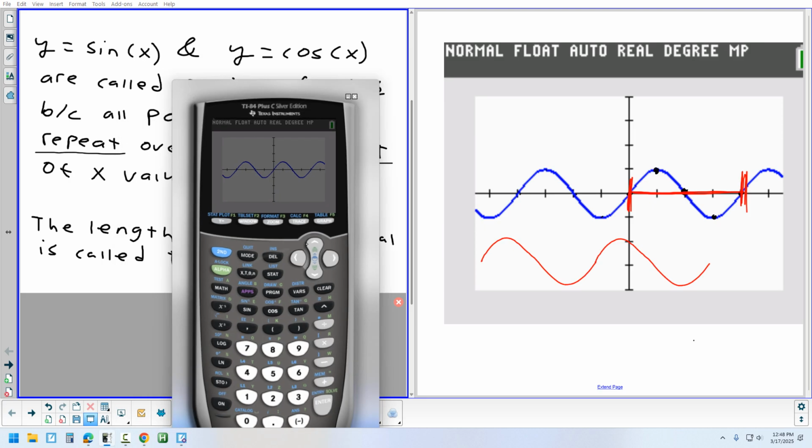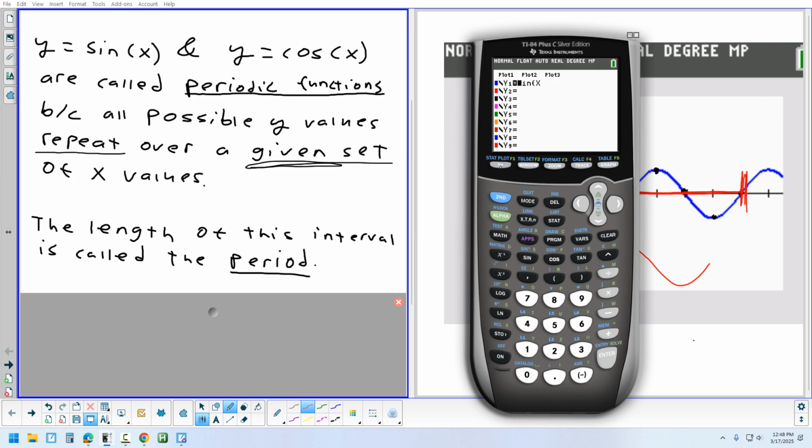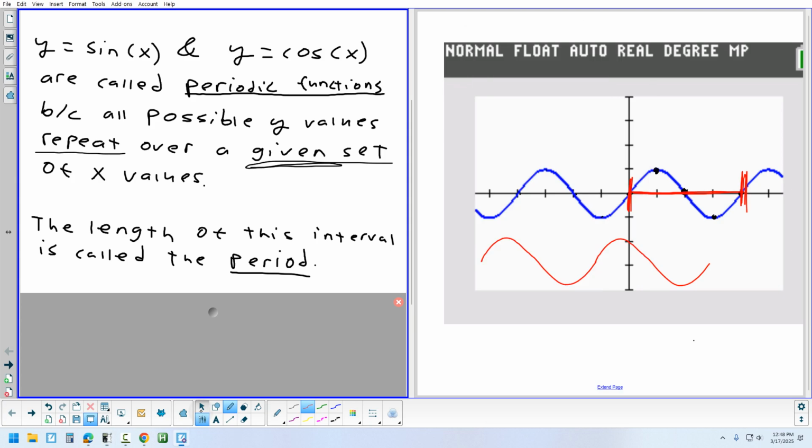Now, one thing we can do is take that graph, and let me do something like this. I'm going to put a 3 inside, and I want you to watch how it changes. What I've done is I've squished it. I've compressed it.